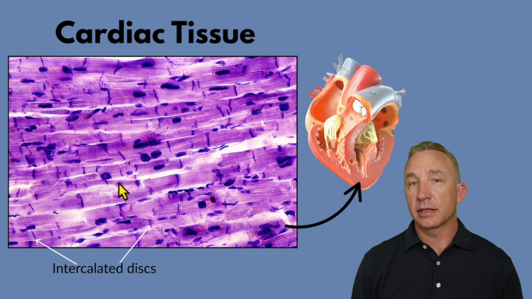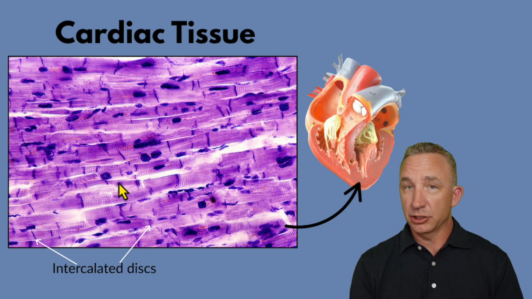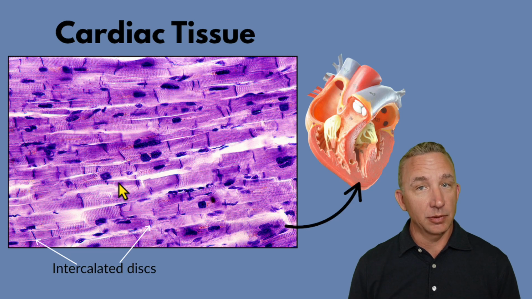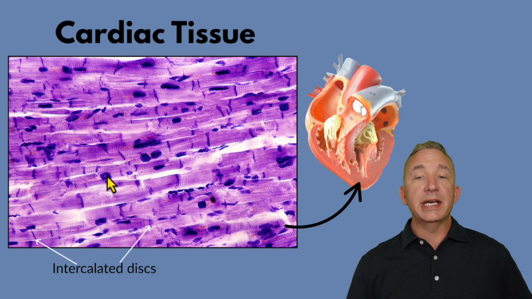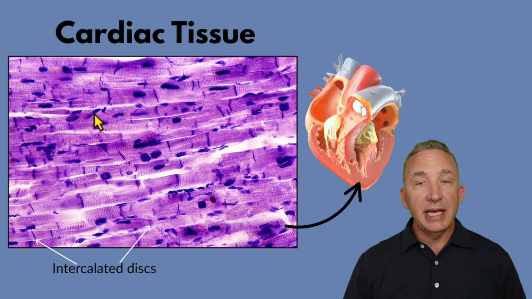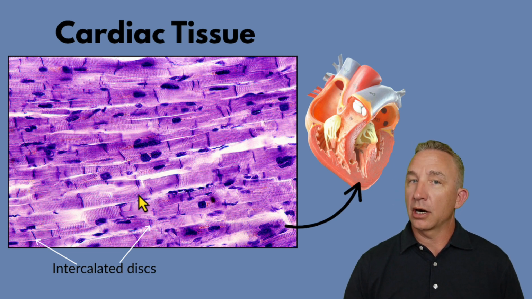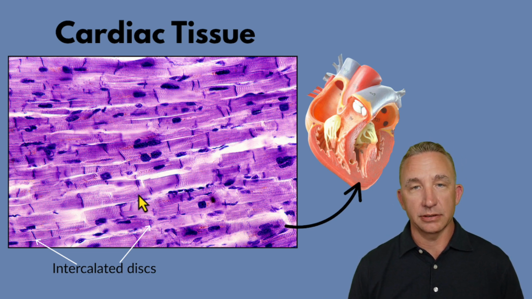The difference with skeletal versus cardiac is that cardiac tends to contract all as one big unit. For skeletal, though, it can change depending on the type of actions that I'm coordinating within my body. We can tell a big difference between skeletal and cardiac based on these large dark lines that we call intercalated discs. An intercalated disc is a boundary from one cell to the next, and these cells are all our cardiocytes, all of our muscle cells of the heart.